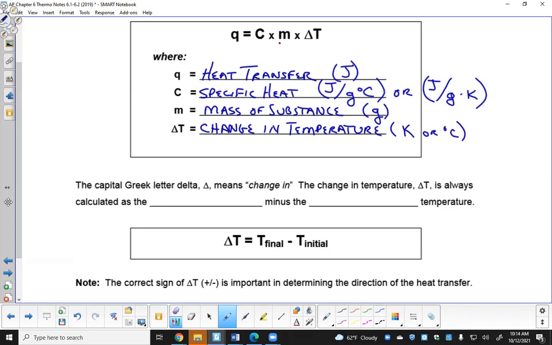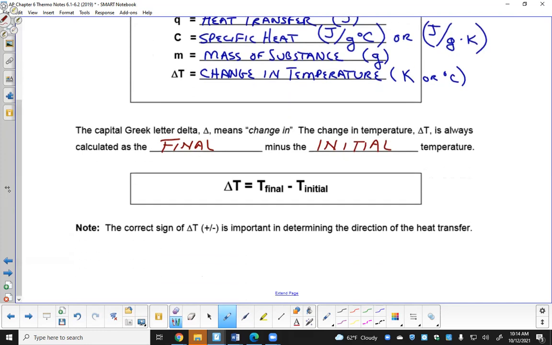The capital Greek letter delta is a symbol that we use for change in. So the change in temperature, delta T, is always calculated as the final minus the initial temperature. That's gonna be really important that we pay attention to that, because that's gonna determine if heat is entering something or leaving something. If something's being heated or cooled, we want to get the order of those right.